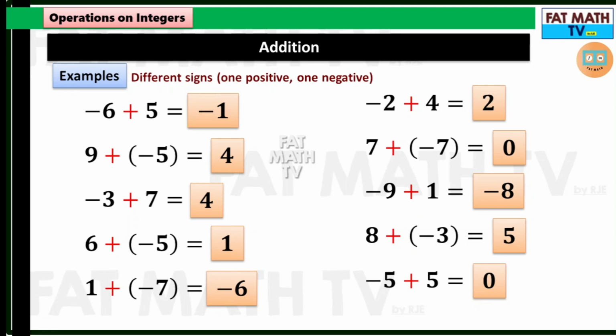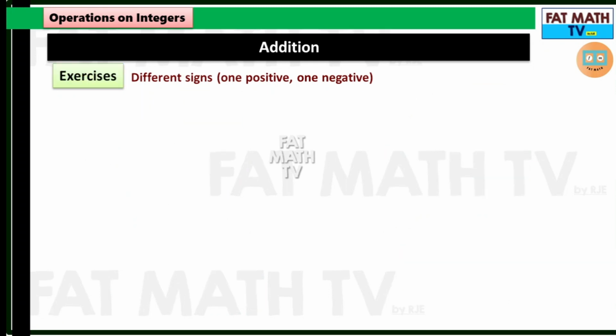So that is how you add integers with different signs. Subtract the numbers that you see. These are the absolute values. And then copy the sign of the number which has a greater absolute value. Okay, let's do the exercises.